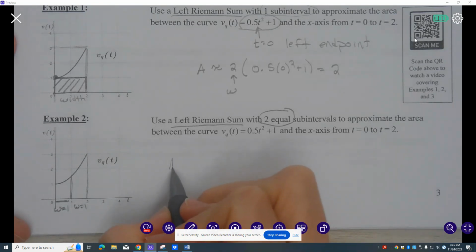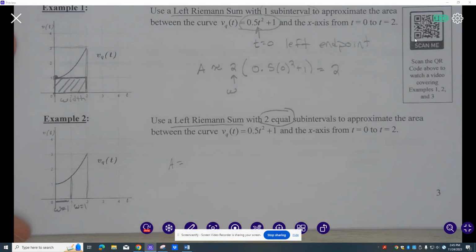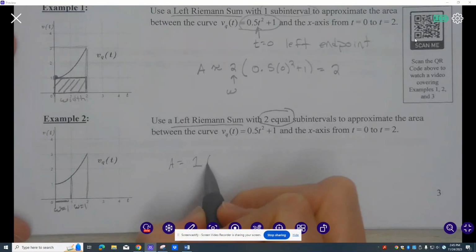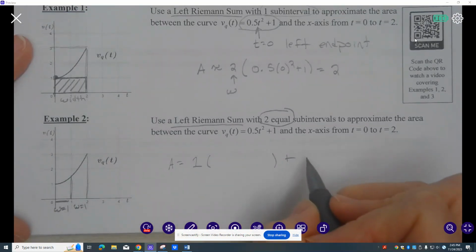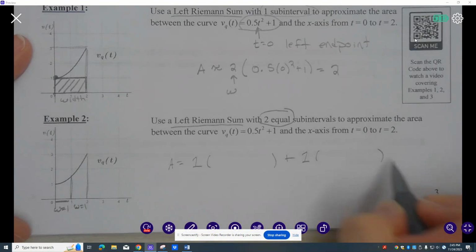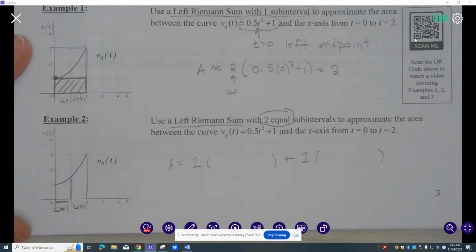So my area is going to be, my width is going to be 1 for each of my rectangles. And I'm going to add the area of my first rectangle plus the area of my second rectangle. And again, I'm getting that height from the left endpoint. So you can think, oh, if I draw a rectangle here, the rectangle kind of looks like this, but I'm getting the height from the left endpoint. So I'm not actually using that.